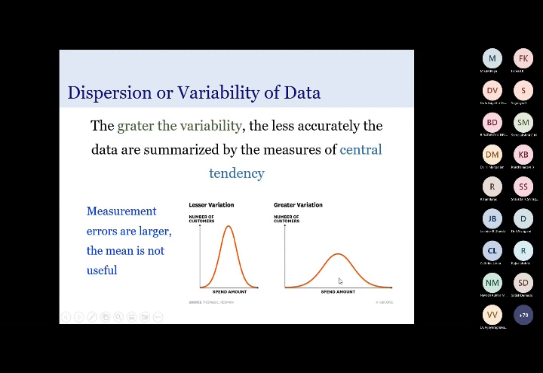If you have greater variability, it means that there may be an error in the data. If the measurement errors are larger, we can say there are greater variations in the data. At that time you should not use mean. Mean is not a suitable measure because you have some outliers in it. So how do I identify those things?